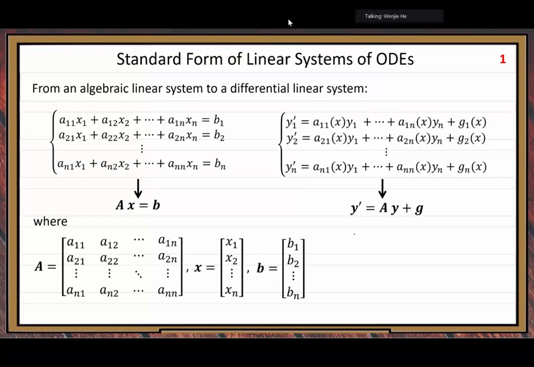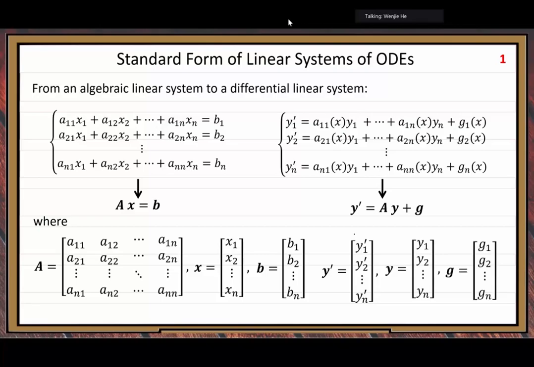Y prime equals capital A times Y vector plus G vector. So there is a G, the function part, a vector of functions. So Y prime, we know the meaning, a straightforward meaning. So Y vector and the G vector. All right. So now we need to study the basic properties.